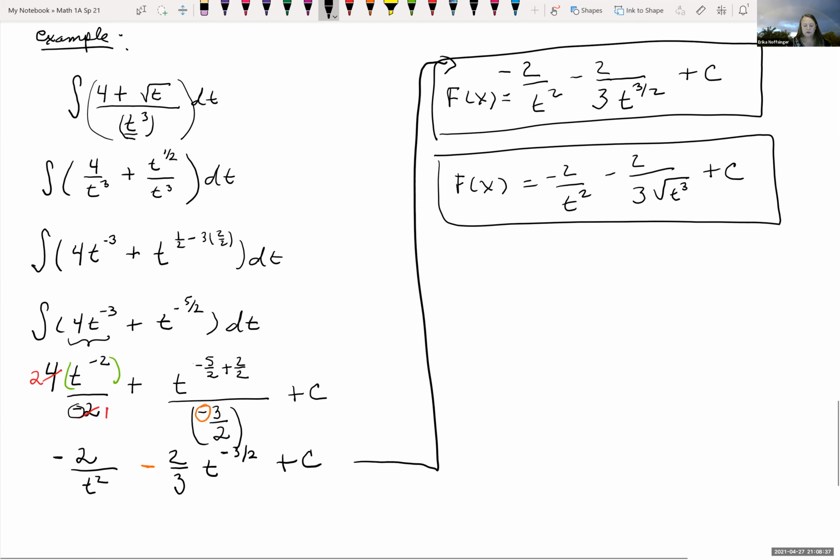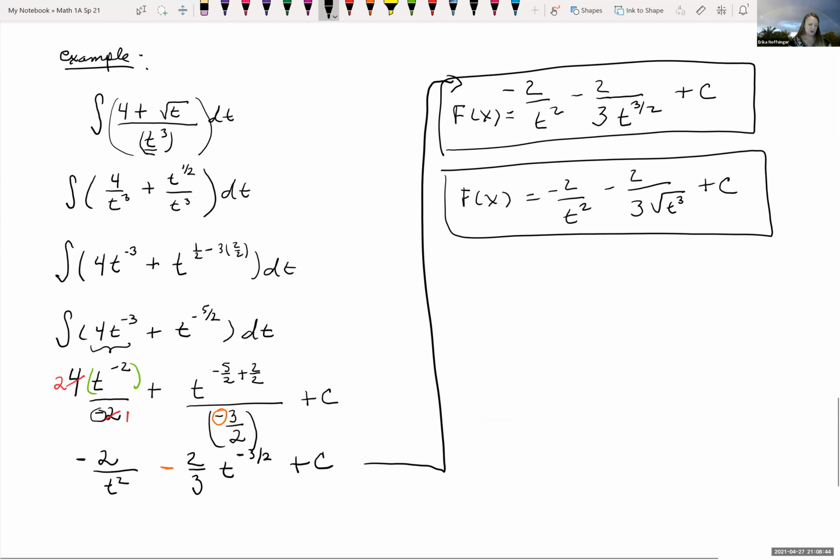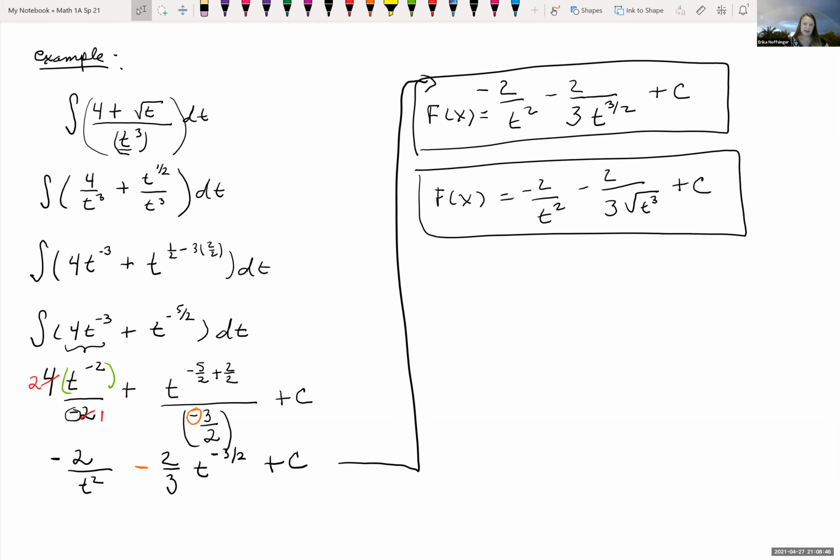So this is the end of chapter 4. And we're going to get into another way to look at antiderivatives tomorrow.